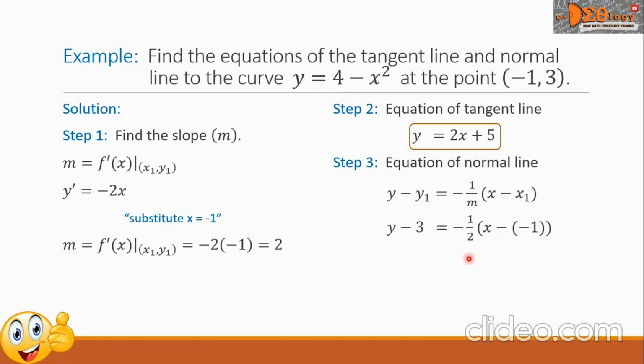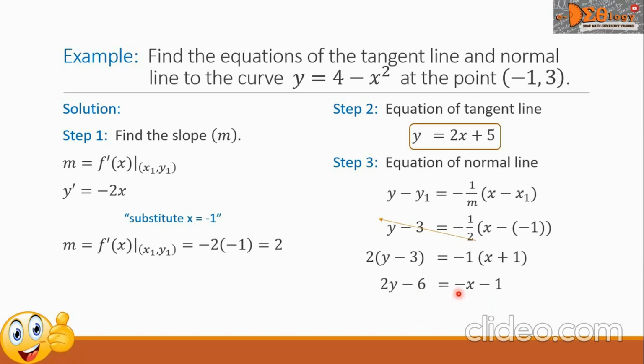Simplifying further, let us cross multiply the denominator 2 to the left side. So we have now 2 times the quantity y minus 3 equals negative 1 times the quantity x plus 1. Simplifying both sides, we have now 2y minus 6 equals negative x minus 1.